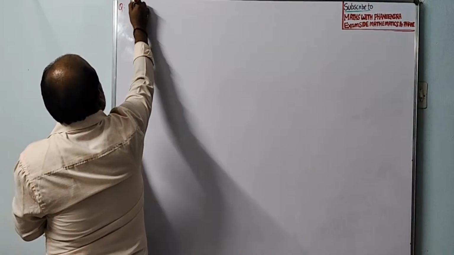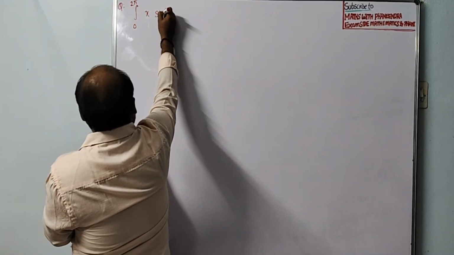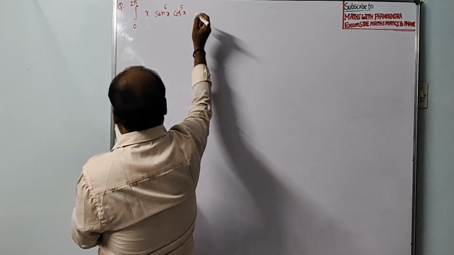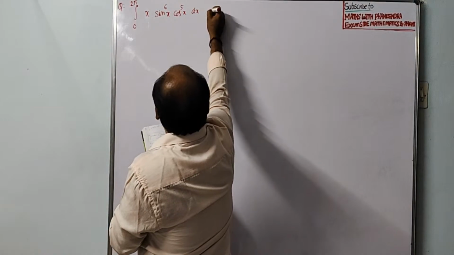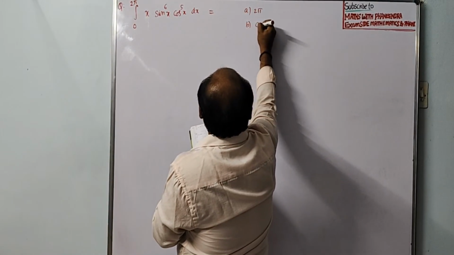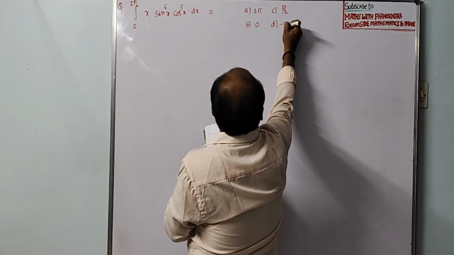Integral 0 to 2 pi x into sine power 6x cos power 5x into dx is equal to: first option 2 pi, second option 0, third option pi by 2, fourth option minus pi.